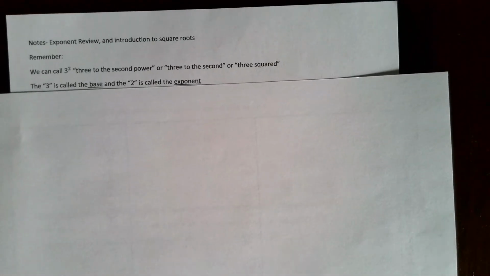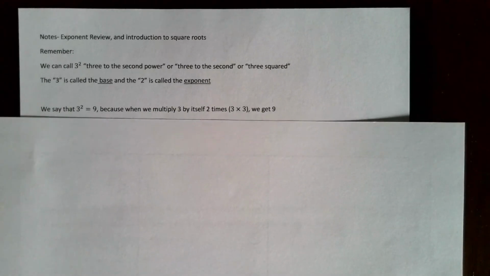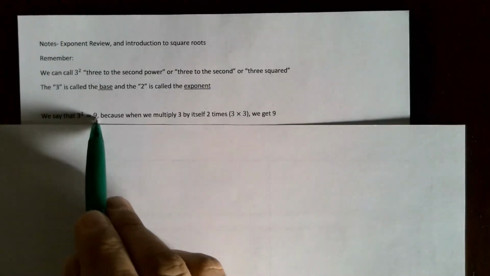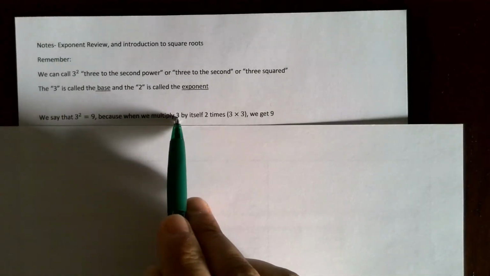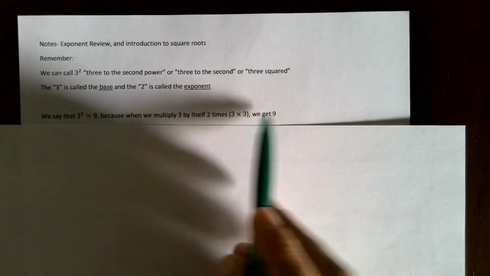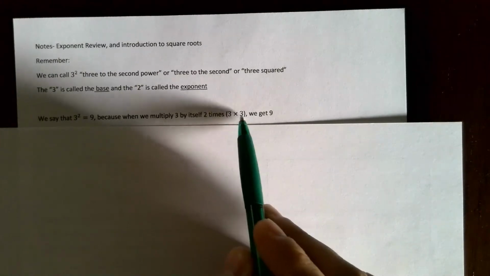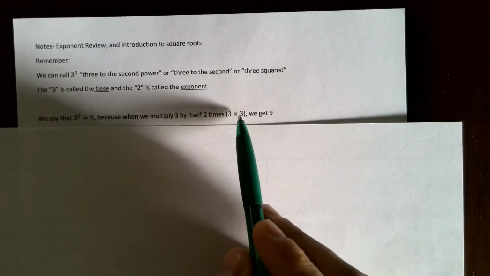And you hopefully remember that 3 squared is not 6. It doesn't mean 3 times 2, but instead we say that 3 squared is equal to 9. Why? Because 3 squared tells us that we multiply 3, the base, by itself 2 times. 3 times 3. And that gives us 9. So the exponent tells us how many times we multiply the base by itself. So here we have 2 3's there. 3 times 3. That's why there's an exponent of 2.